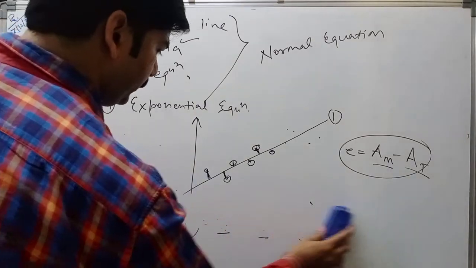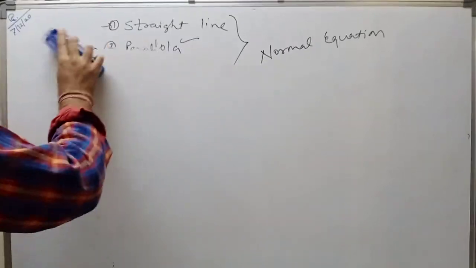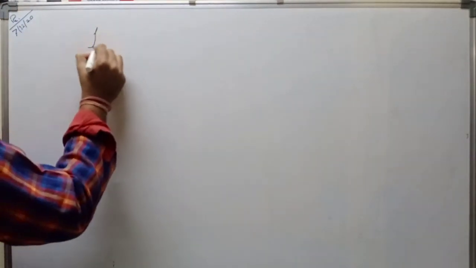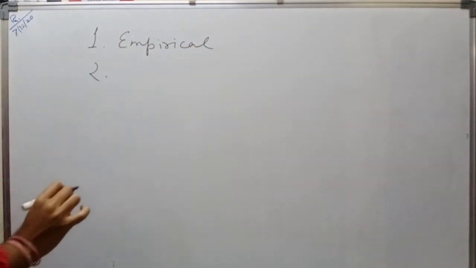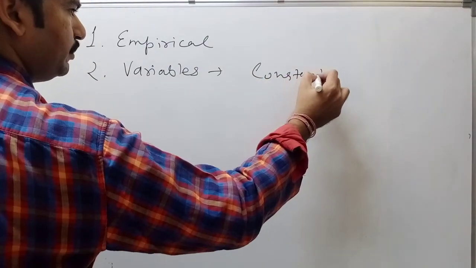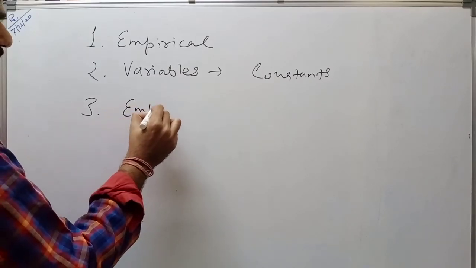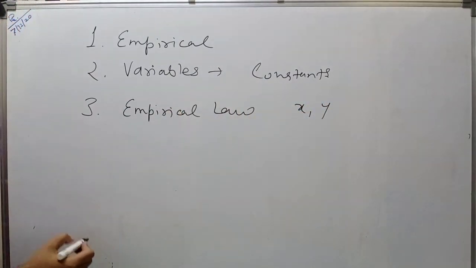So as far as today's revision is concerned, what we have discussed: number one, we will go one by one through all the derivations and all the concepts, and you should also revise all those things. Number one is, what do you understand by empirical? What is the meaning of this? You must be aware of this now. What do you mean by variables? Variables are there, constants are there, so you must be able to comment on this. The third one, which is also most important, is empirical law. Empirical law means x and y, you are looking for some relationship between the variables.